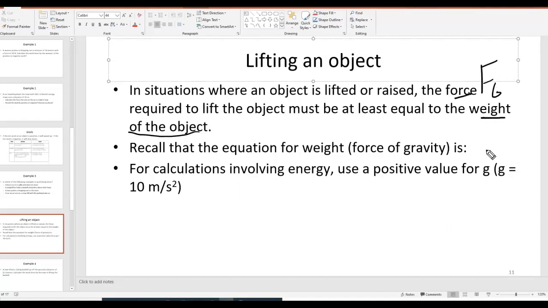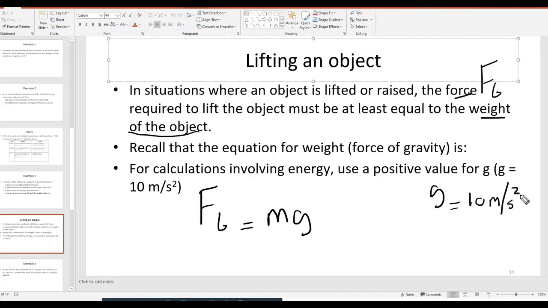In the first semester, we saw the equation for the force of gravity: Fg, which is the weight, the force of gravity, is equal to the mass times g, where g is the acceleration due to gravity, and on Earth we use a value of -10 meters per second squared. Now, in this unit, we are going to use a positive 10 for this force, because with energy the direction doesn't matter.